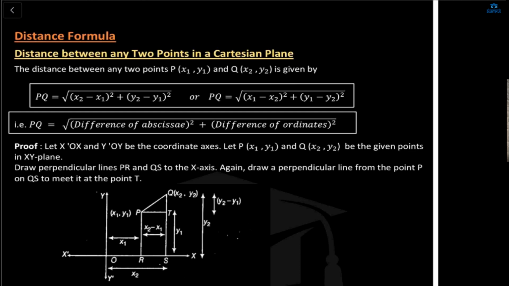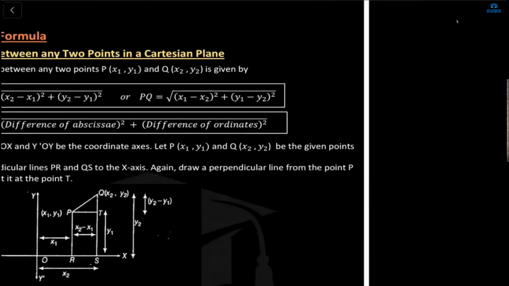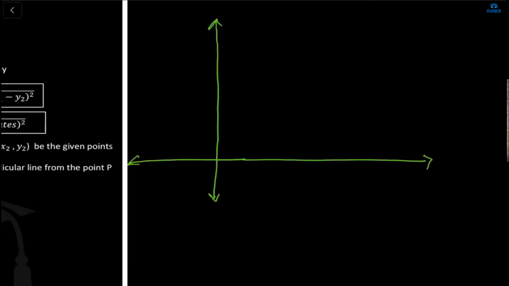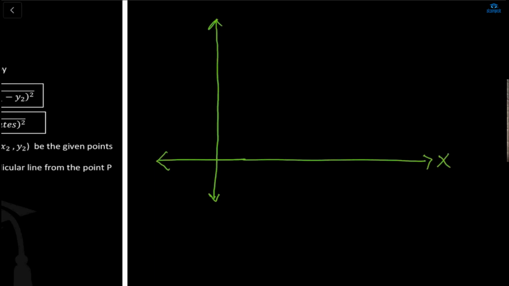Now we will see that if 2 points are given, what will be the distance between them? Now if I'm drawing this, I will make it a little shorter. This will be x, x dash, y, y dash. Now, first finally writing it, I will explain what that is. So I'm taking 2 points, one is P and one is Q. This point is P and this point is Q.